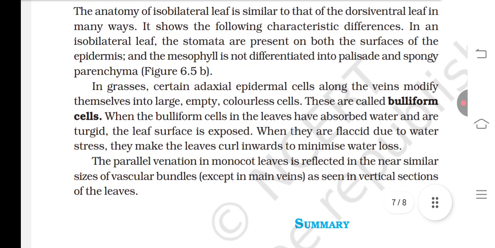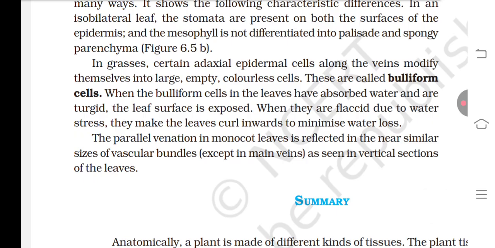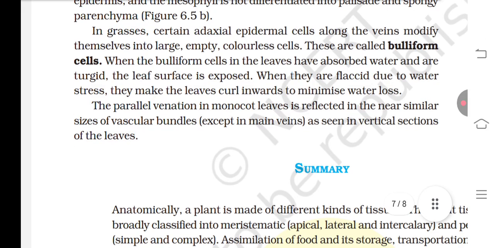Isobilateral monocotyledon leaves. The anatomy of the isobilateral leaf is similar to that of the dorsiventral leaf in many ways. It shows the following characteristic differences. In an isobilateral leaf, the stomata are present on both surfaces of the epidermis, and the mesophyll is not differentiated into palisade and spongy parenchyma.